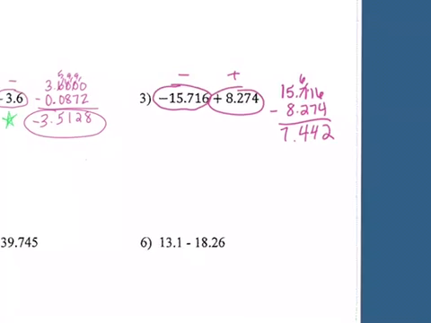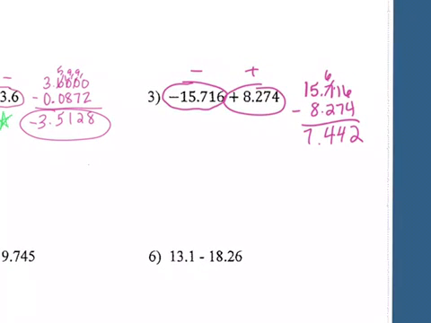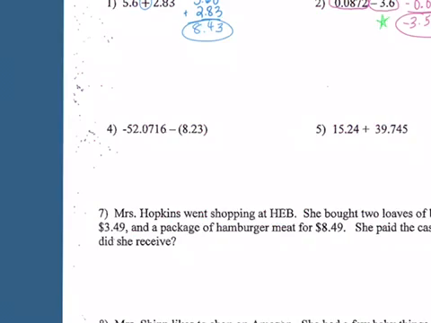Okay, once you subtract, go back to your original problem and look and see, should my answer be positive or should it be negative based on that problem? It's going to be negative, because the bigger number is negative. The bigger number is negative. Good. 7.4.